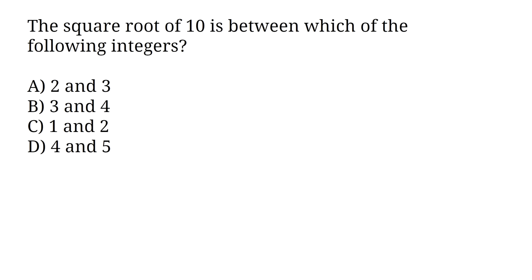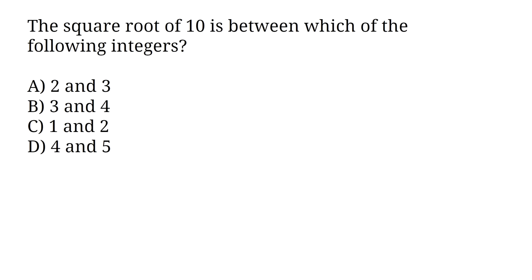The square root of 10 is between which of the following integers? A, 2 and 3. B, 3 and 4. C, 1 and 2. D, 4 and 5. Questions like this are now very common on the No Calculator section of the GED Math. The work here is to find the perfect squares that 10 is between.